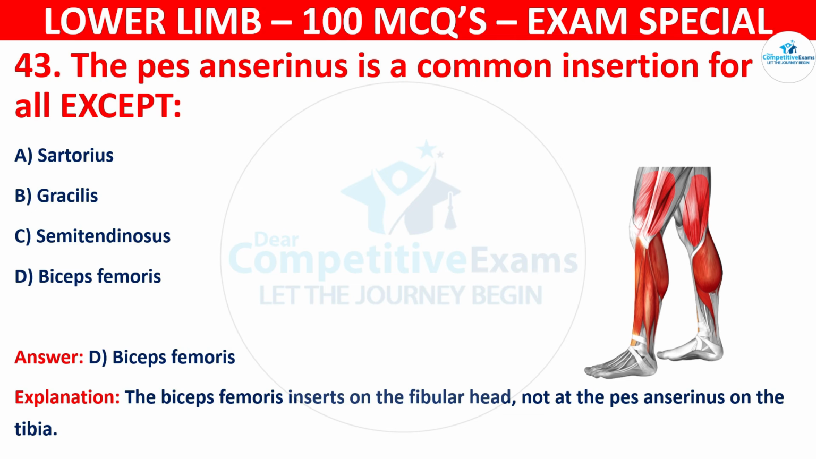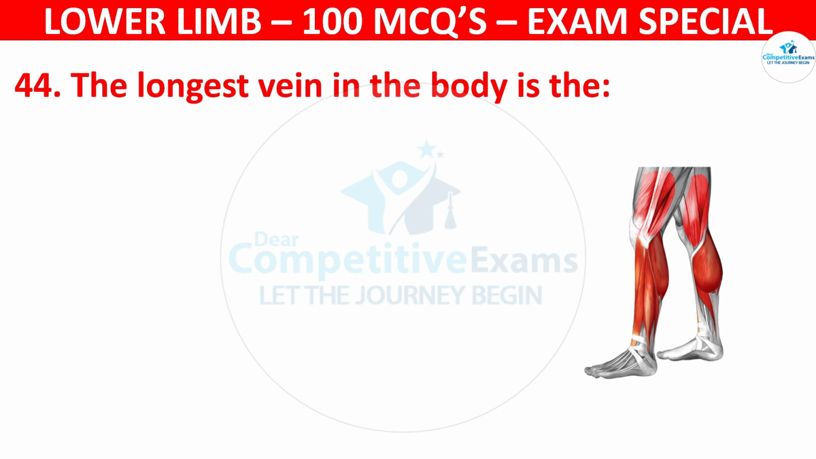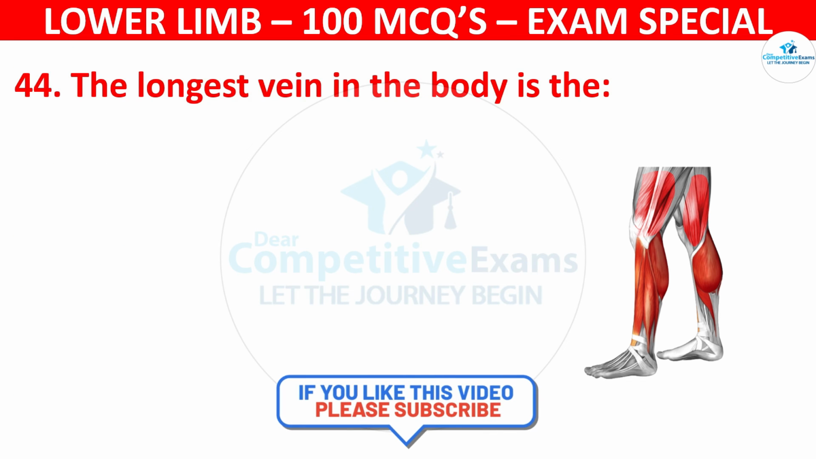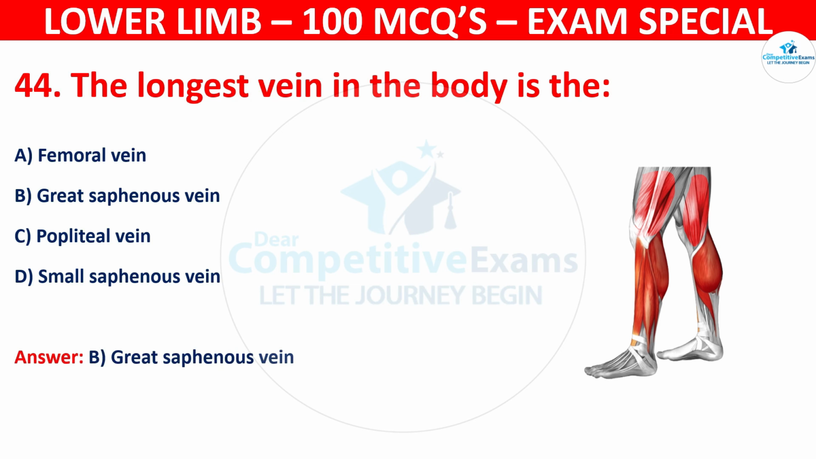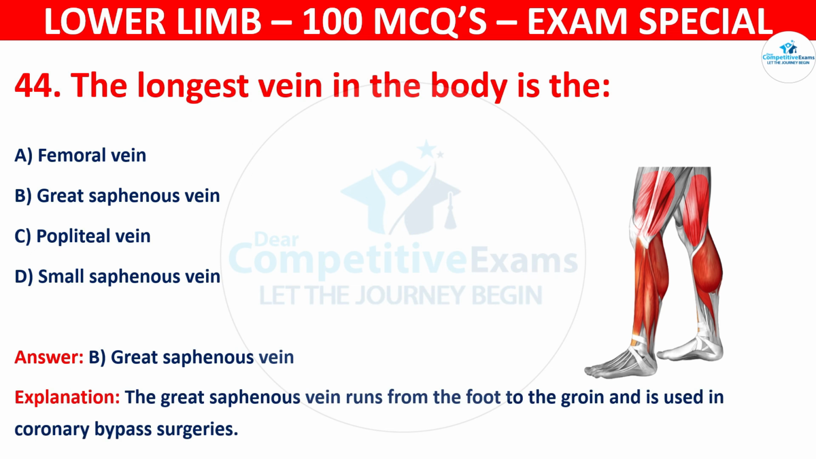Question number 44. The longest vein in the body is the femoral vein, great saphenous vein, popliteal vein, or small saphenous vein. The correct answer is B, that is great saphenous vein. The great saphenous vein runs from the foot to the groin and is used in coronary bypass surgeries.